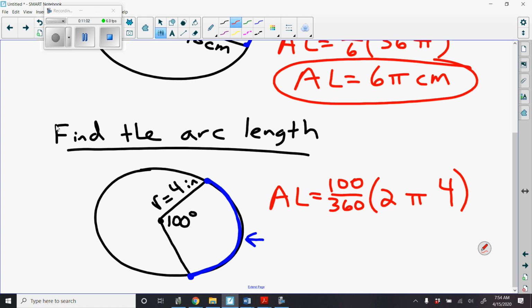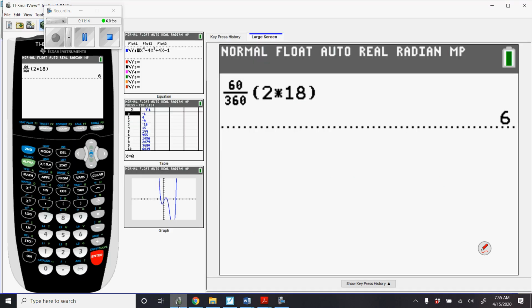Now you can do it by hand and start reducing this fraction here. We can reduce that fraction and then multiply by 8 pi. Or we can just do it all on the calculator and see what happens. So let's try this one on the calculator and then we can confirm it by doing it by hand. So we have 100 over 360 times 2 times pi times 4. But notice, I don't want to type the pi in because I want to leave my answer in terms of pi.